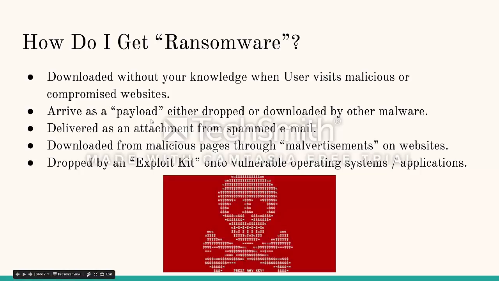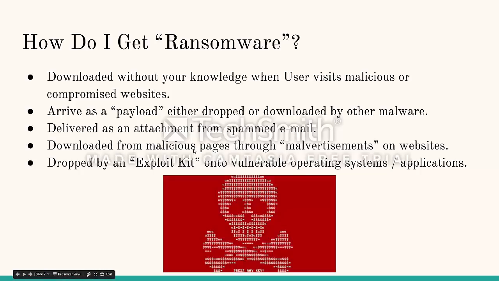It can also arrive as a payload, which means it's either dropped in or downloaded by other malware. So you didn't get the ransomware to start with, you got something else, and then the ransomware came in through it. It could be delivered to you as an attachment from a spammed email. This is a really common way, where you just get tons of emails, and if you're just clicking on all those links, sometimes it automatically downloads stuff on your computer.